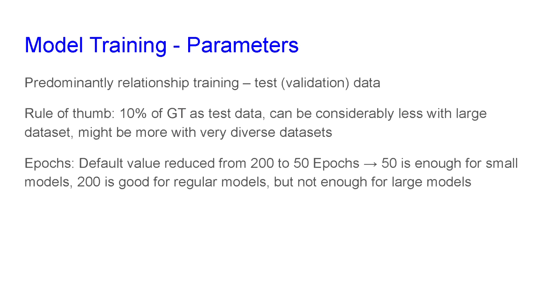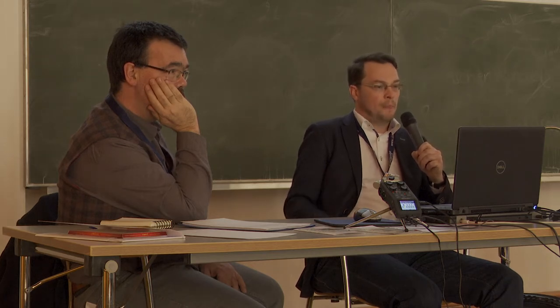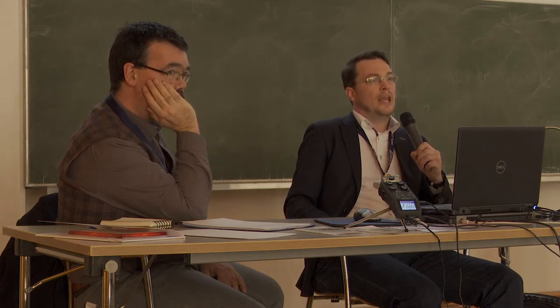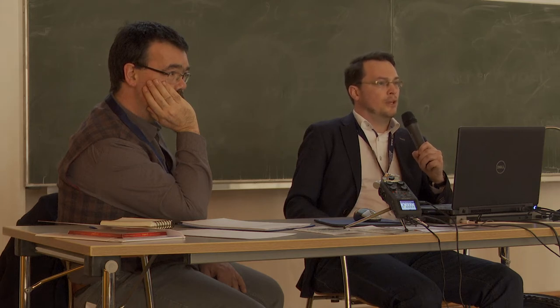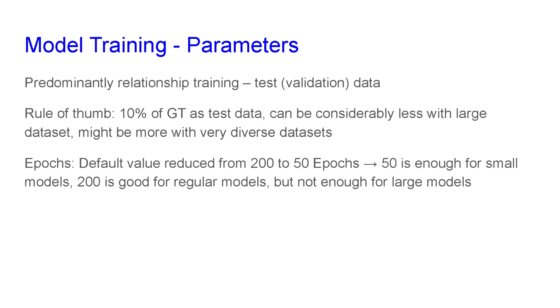So, what can you do with the training parameters? As a rule of thumb, around 10% of ground truth should be reserved as test or validation data. If you have a very large model, you can use less. But if you have very diverse data, you might want to use even more. And Dirk is the expert on that, and he will talk about that in a minute. Regarding the epochs, as I've told you before, you can start with around 50 epochs, but you should increase the number of epochs as soon as you have more data.